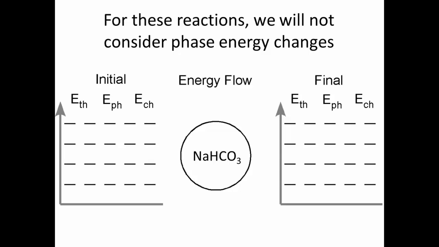To create our energy bar chart then, we first need to define our system. In this case, our system simply consists of sodium bicarbonate, so we will put that in the circle. For a chemical reaction, we are not going to consider phase energy changes because there is no change in phase. We heated the sodium bicarbonate and yes, a gas was formed. However, the gas itself was not sodium bicarbonate. It was carbon dioxide. So no phase change occurred.